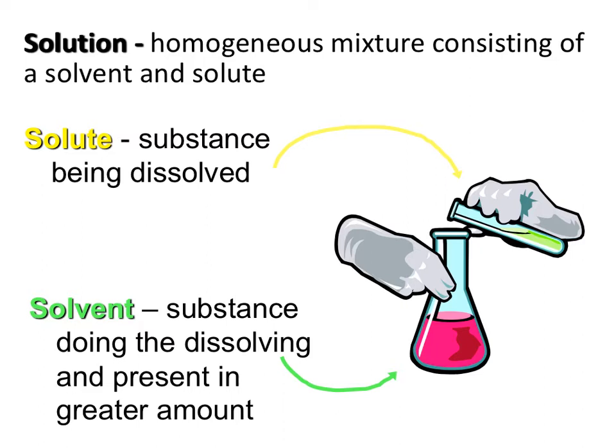An excellent example of a solution being made with a solute and solvent is something like Kool-Aid. You get the powdered package of Kool-Aid, which is your solute. You add it to a large quantity of water, which is your solvent. You mix together and you have a delicious drink. Okay, so that is a solution that you are probably familiar with and may have created on your own.